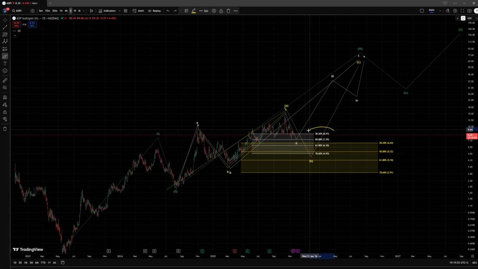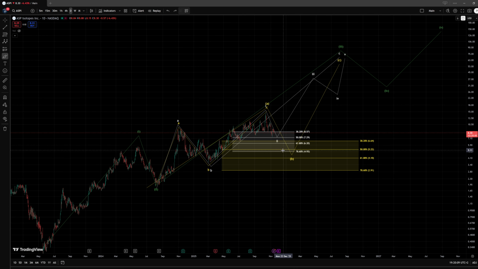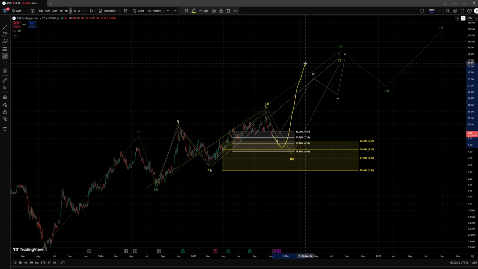And for that we have the area of support between the $8.6 all the way down to the $4.9 level at the 78.6% retracement. And as long as we hold these levels of support, we can still track a possible direct wave 3 to be forming to the upside from this area.